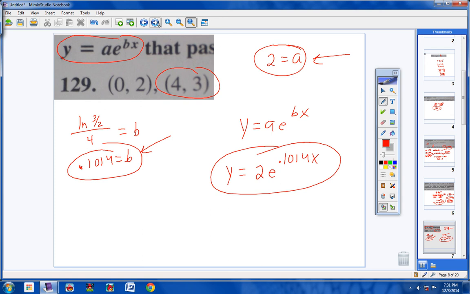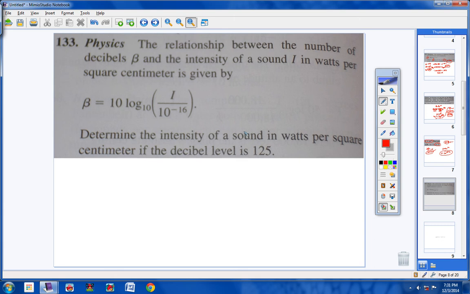Okay, finally, last but not least here, number 133. Here we go. The relationship between the number of decibels B and the intensity of a sound I in watts per square centimeter is given by this equation right here, okay? Determine the intensity of a sound in watts per square centimeter if the decibel level is 125. So look up here, decibels is B and the intensity of sound is I. Well, I am looking to find the intensity of the sound, so I'm looking for I, because it says this right here. So I'm looking for I when I'm given decibel level 125. And this is my decibel level right here. So where B is, I'm going to put 125 equals 10 log base 10 of I over 10 to the negative 16.